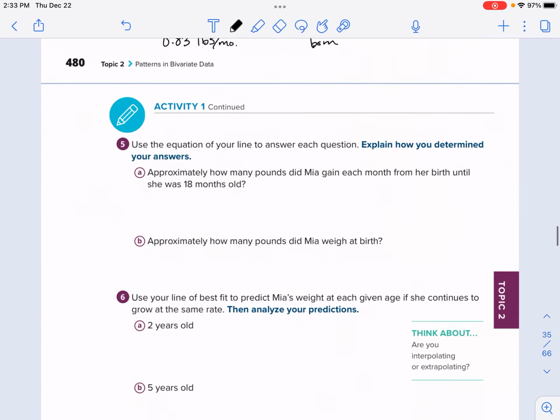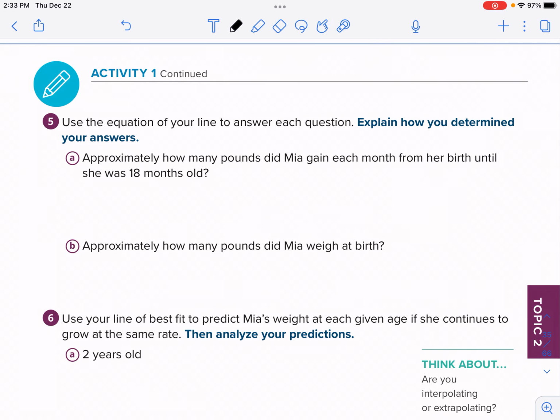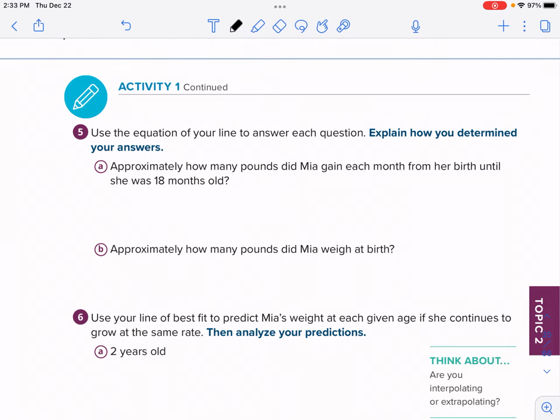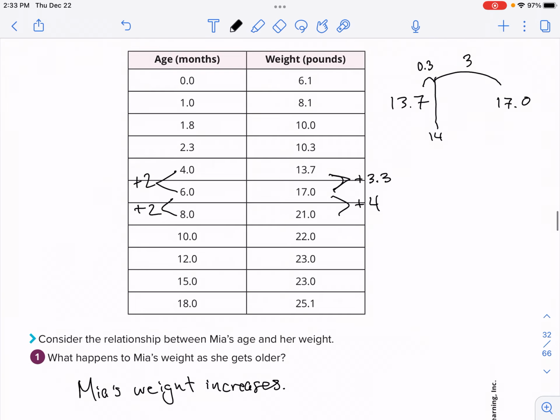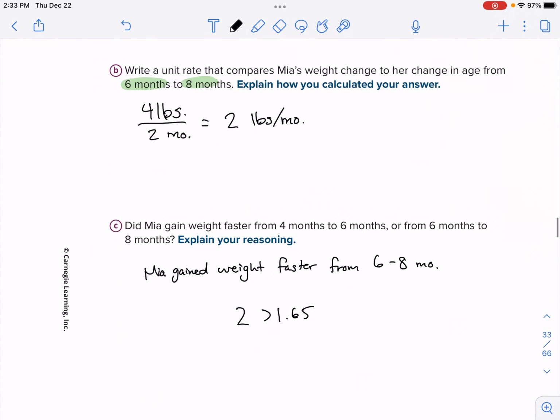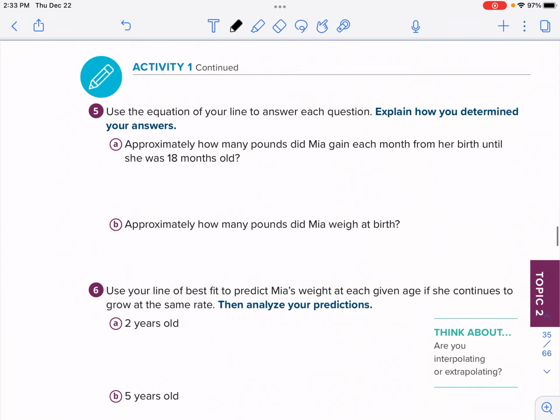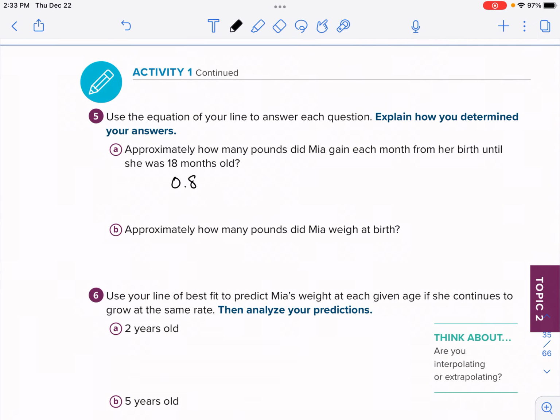But let's also identify here. So use the equation of the line to answer each question. Number 5A, approximately how many pounds did Mia gain each month from her birth until she was 18 months old? Okay. All right, so the information that we have here, I'll go to the table. Right, this whole information is for 18 months. So what we found for our slope is what's answering that question. So we're going to say it's a little bit less than a pound per month.